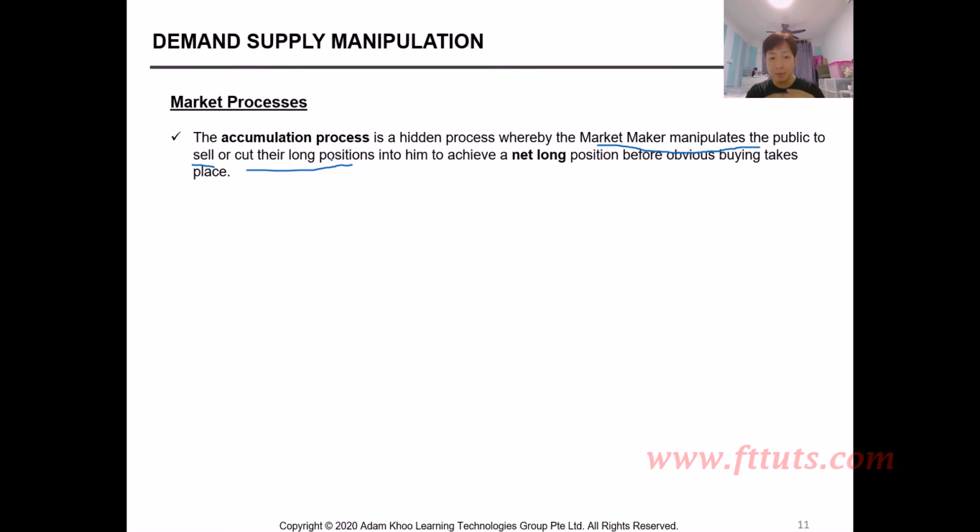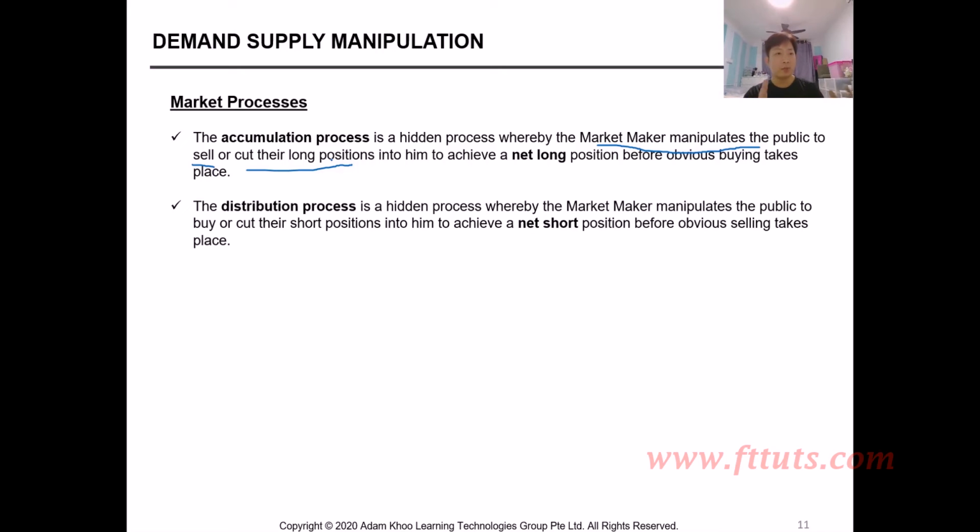For example, if you can see that the majority of traders who are long are putting stop loss, and the market maker actually chases to take their stop loss, what kind of conclusion can you actually derive from such events? You can derive that there is a signal that the market maker may be trying to establish long positions because he wants to move up later on. So we call this the accumulation process, and we have another process called the distribution process.